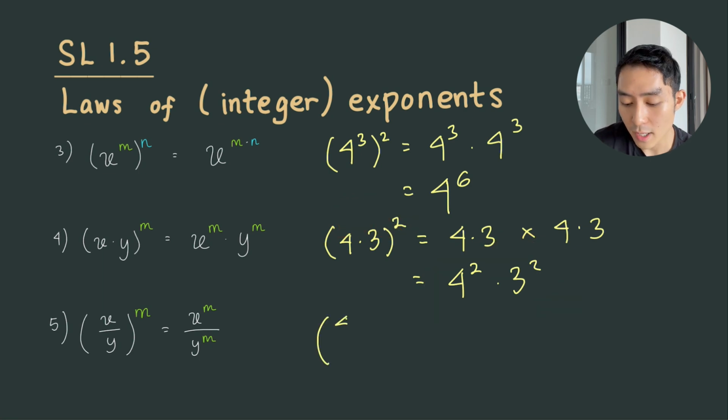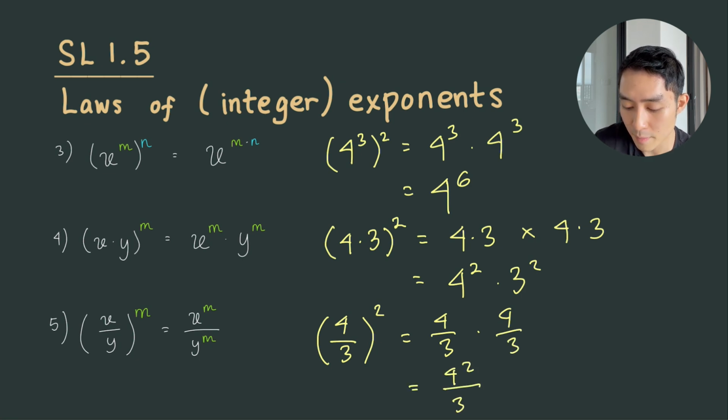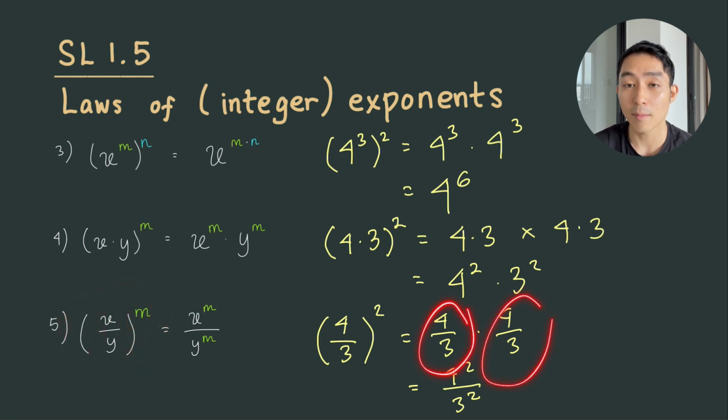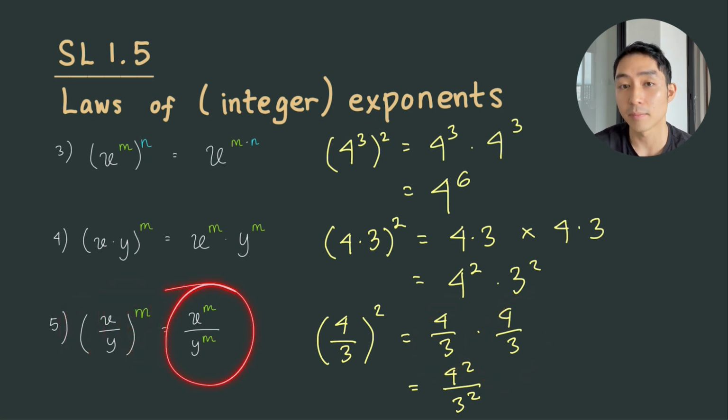It goes the same way for the quotient. So if I do something like this, it means that I have 4 over 3, another 4 over 3, which results me with 4 power 2 over 3 power 2. So basically, you can just try with any numbers and the definition of power exponents, which you expand them and you will get the same result.